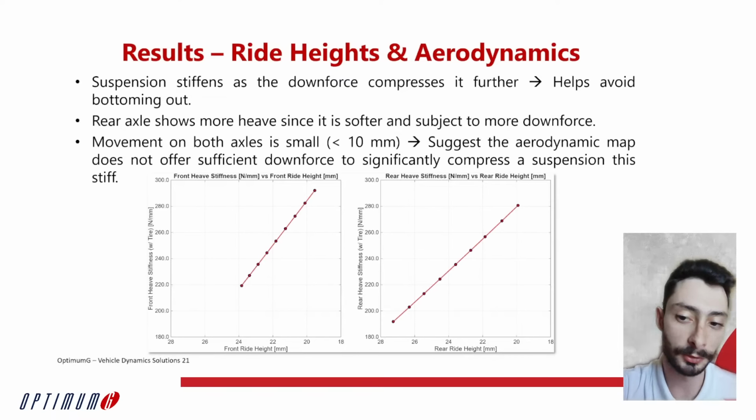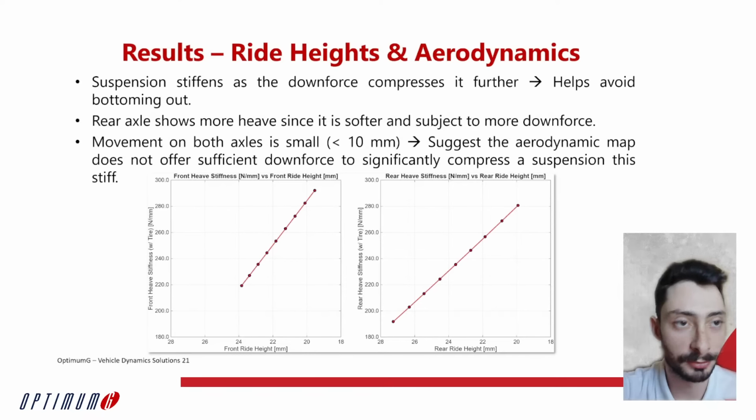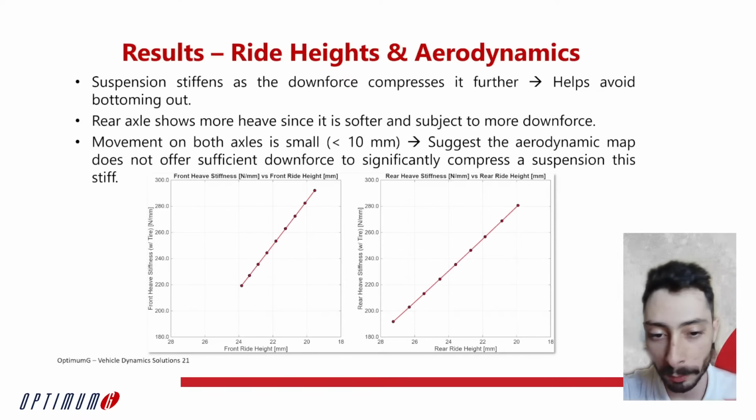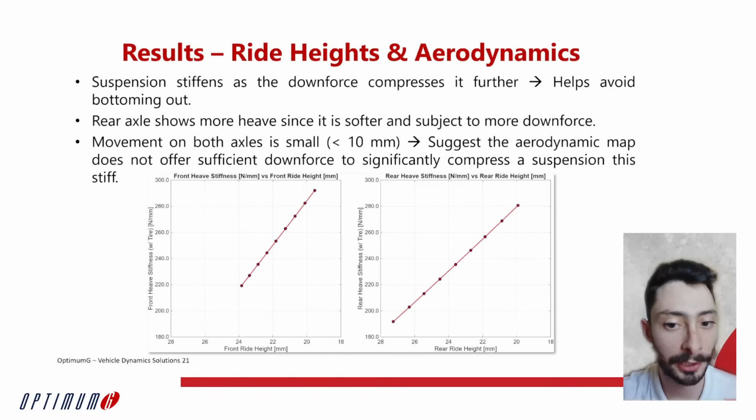And we can also conclude here that even though the rear axle has a bigger motion than the front, both axles still compress relatively little, which basically what this can suggest to us is that this car specifically does not have enough downforce on that aerodynamic map to compress a suspension this stiff. So you could probably have a softer suspension if that would help you, or you could run maybe a lower ride height, or you could try to focus your attention into improving your aerodynamic package and get a more suitable downforce for a car of that type, for example.